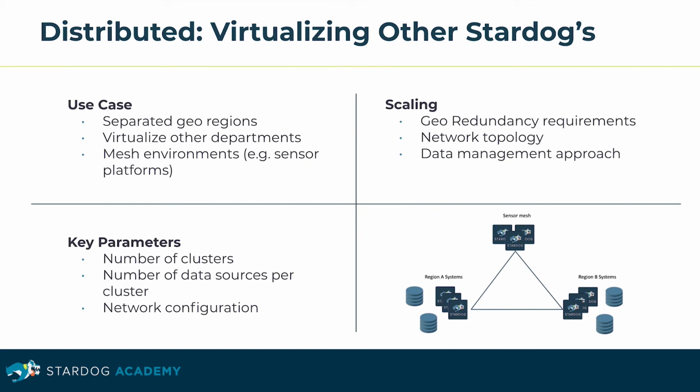Now, from the scaling perspective, this is going to introduce some other concepts like geo-redundancy requirements, identifying the network topology that Stardog is going to be deployed in, and understanding how we're going to manage data in this highly distributed environment. Our key parameters for deciding to use this type of architecture will be the number of clusters, as well as the number of data sources per cluster, and the network configuration that we're going to need to set up this type of architecture.